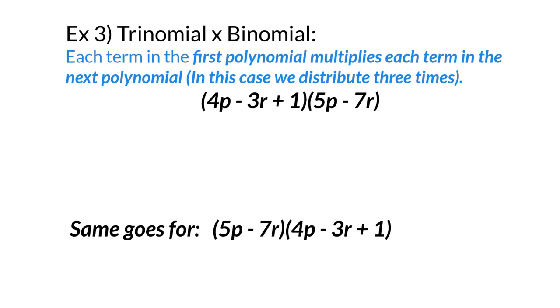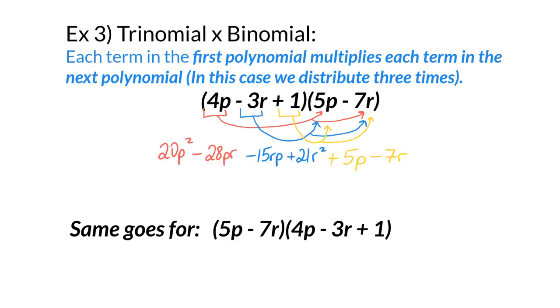In example 3, we have a trinomial in the front multiplying a binomial. So trinomial in the front means I have to distribute 3 times. I take my first term and I distribute to the second bracket. I take my second term and distribute to the second bracket. I take my third term and distribute to the second bracket. So my next line would look like this.